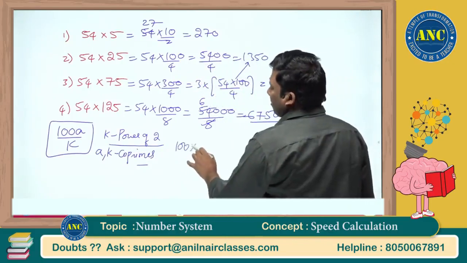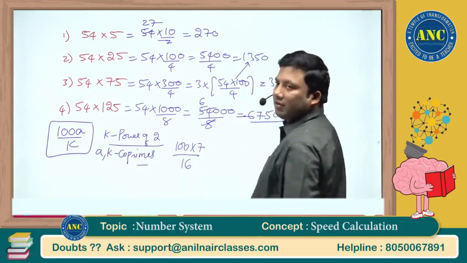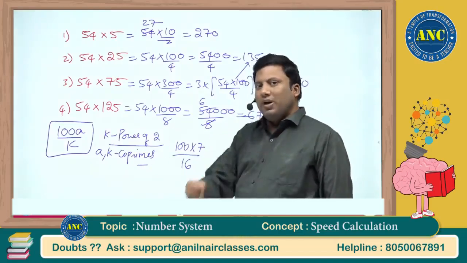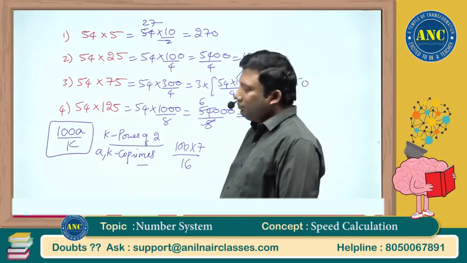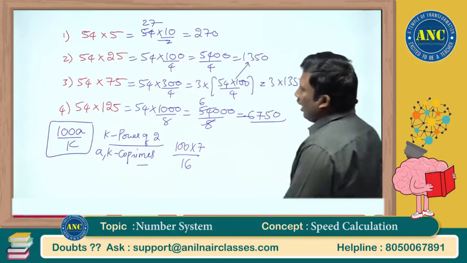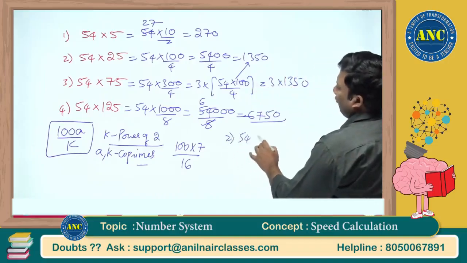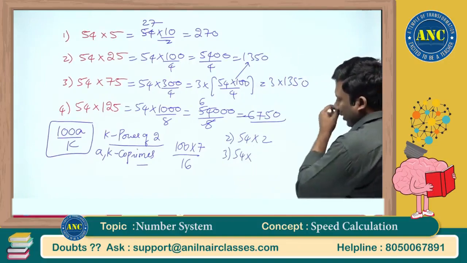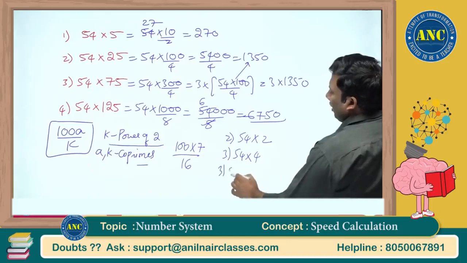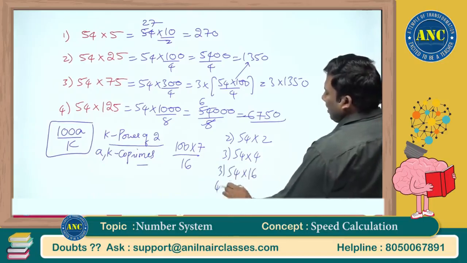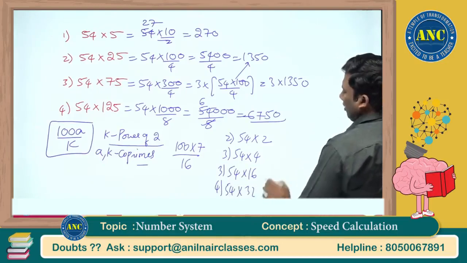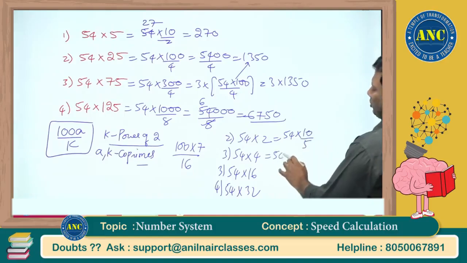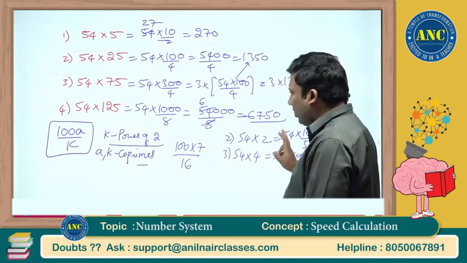For example, 100 into 7 by 16. Anyway, in percentages, I will discuss. Sir, why K should be a power of 2? Or if it is, for example, 54 into 2, or suppose 54 into 16. There is a beautiful logic, sir. 54 into 32. This can be written as 54 into 10 by 5, 54 into 100 by 25. Are you all with me? Now see here.